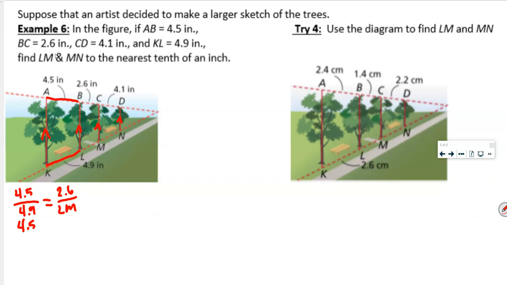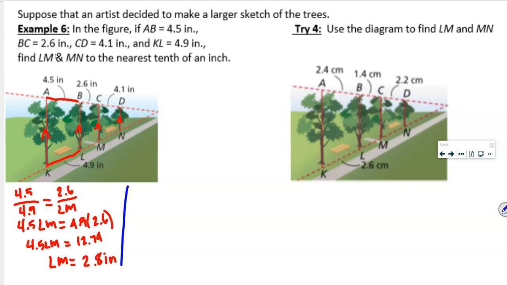So this is going to be 4.5 LM is equal to 4.9 times 2.6. So 4.9 times 2.6 is 12.74. So we got 4.5 LM is equal to 12.74. And then we're going to divide 4.5 into 12.74. So LM is going to be equal to, and it says round to the nearest tenth of an inch. So that's 1 decimal place. So that's 2.8 inches. Okay, so that's LM. Let's see if you guys can solve for MN.